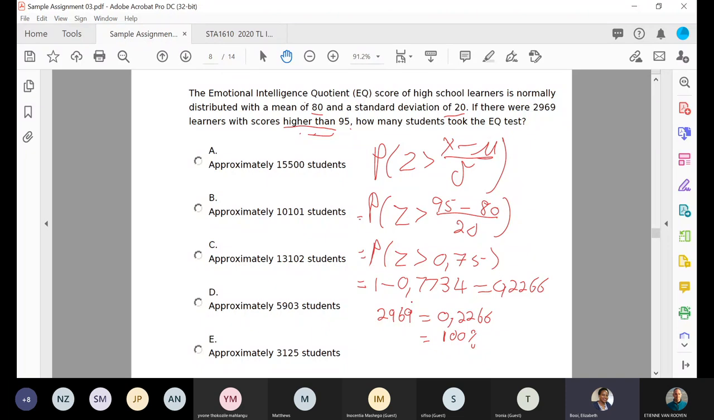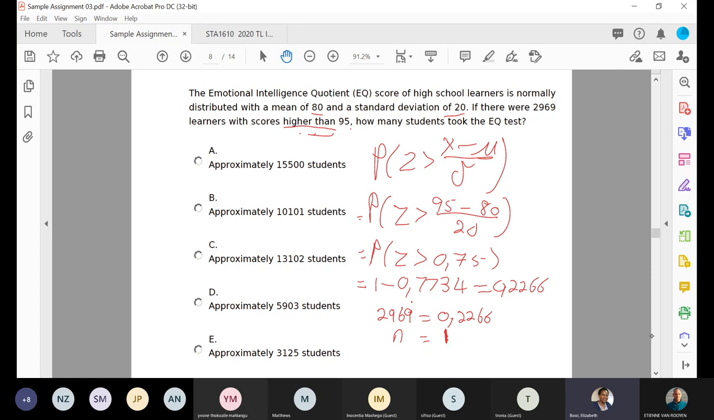Let's use N, and I'm not going to use 100%. I'm going to use 1 because I'm working with decimals. 100% is the same as 1. 1 is the same as 100%. So if I have 100%, what will be my N? My N is equivalent to 100% of those who took the EQ test.